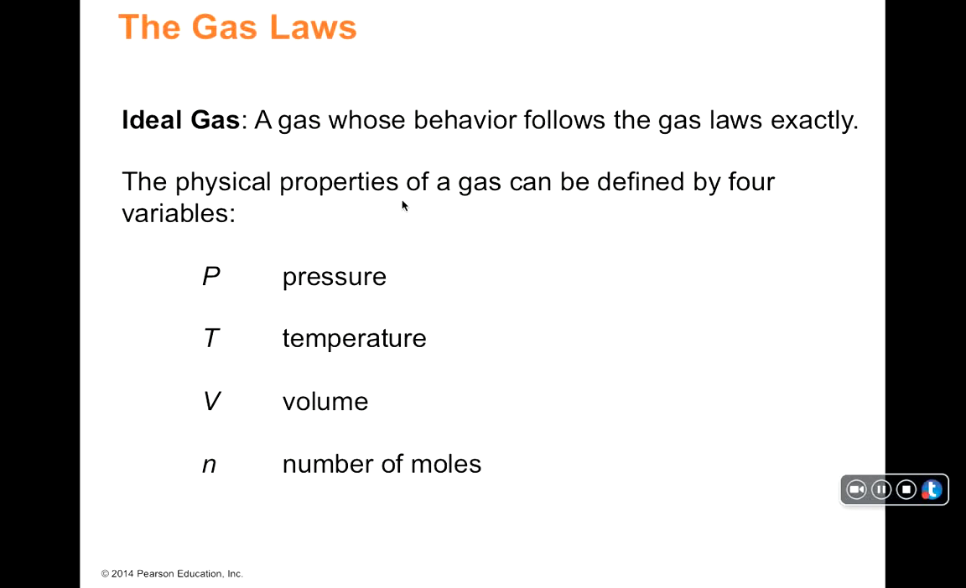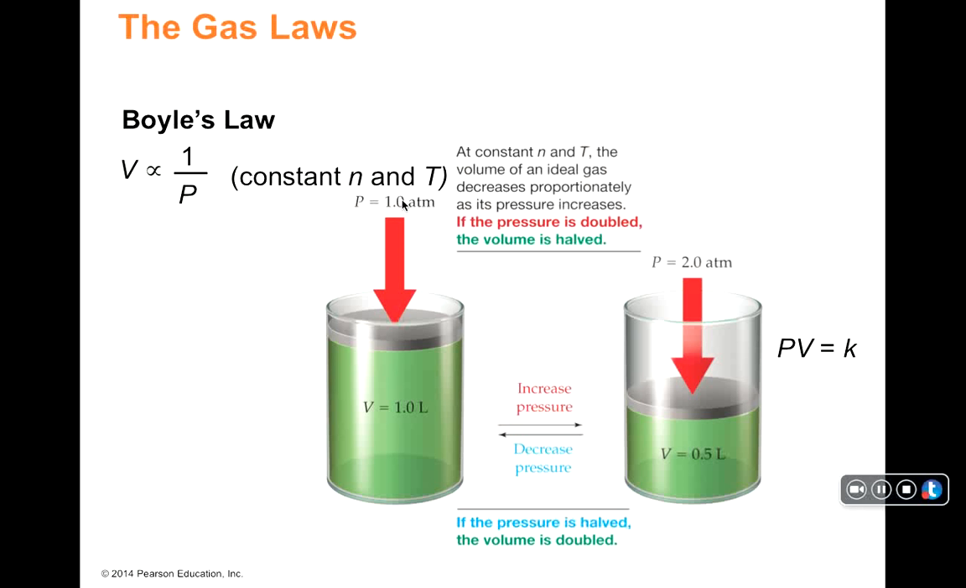So we can define different physical properties of a gas: pressure, temperature, volume, and number of moles. These are the 4 that you'll be using most often. And we can also determine the density. There's a problem in your text that walks through that as well. So the first law is Boyle's law.